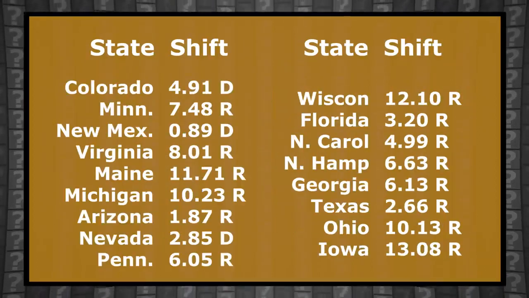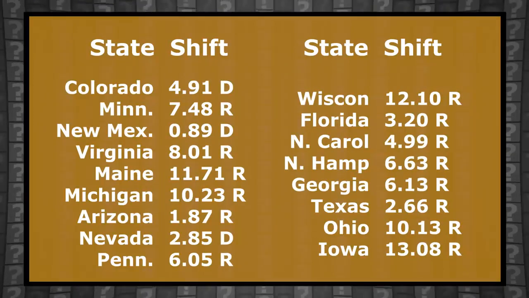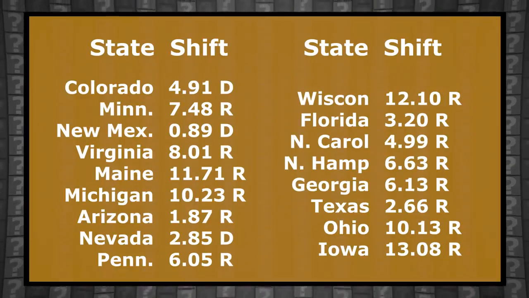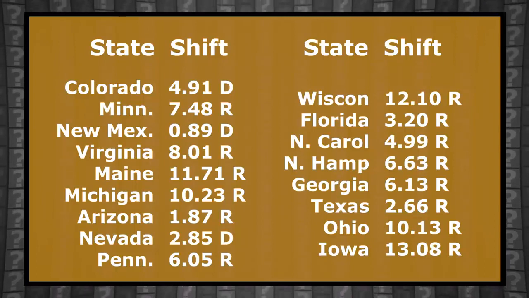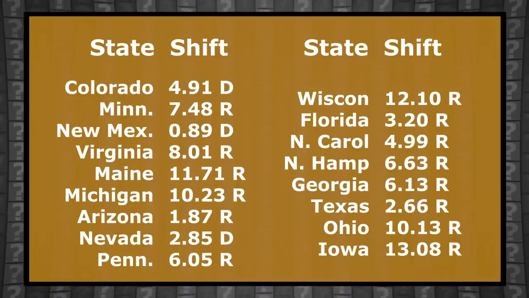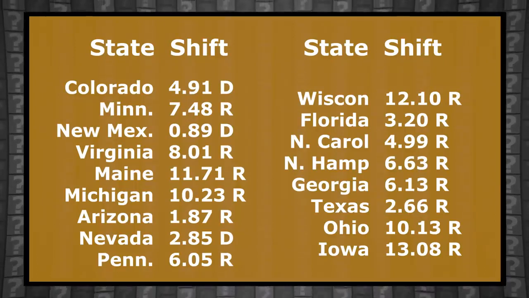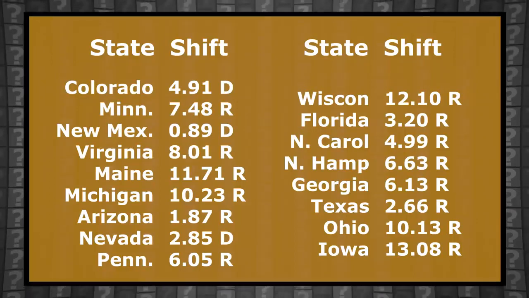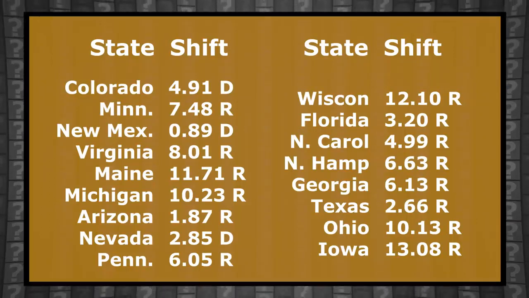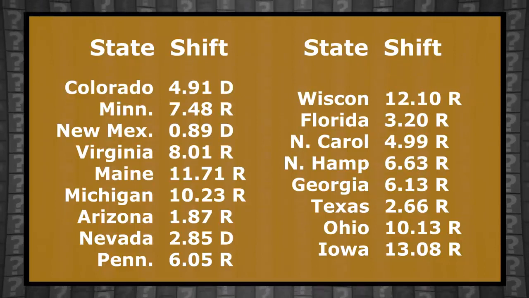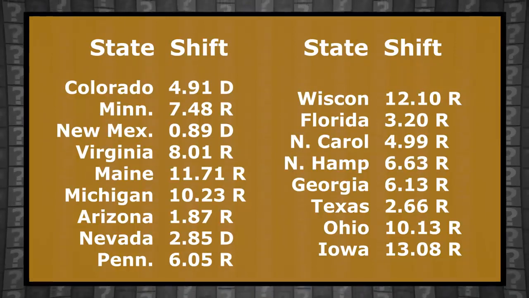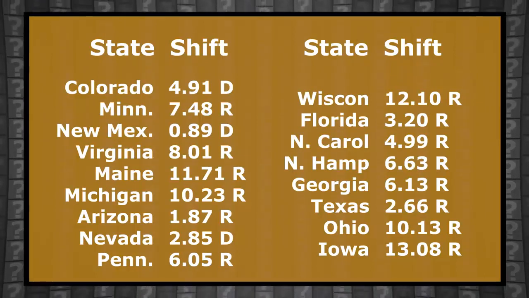Now, the shift column here indicates the difference between polling around this time of year and the final election results in 2016. As you can see, while the overwhelming majority of states shifted towards Trump, marked with an R for Republican, some states did net gains for his Democratic challenger. Nevada, New Mexico, and Colorado all shifted more Democratic than predicted in the polling averages.